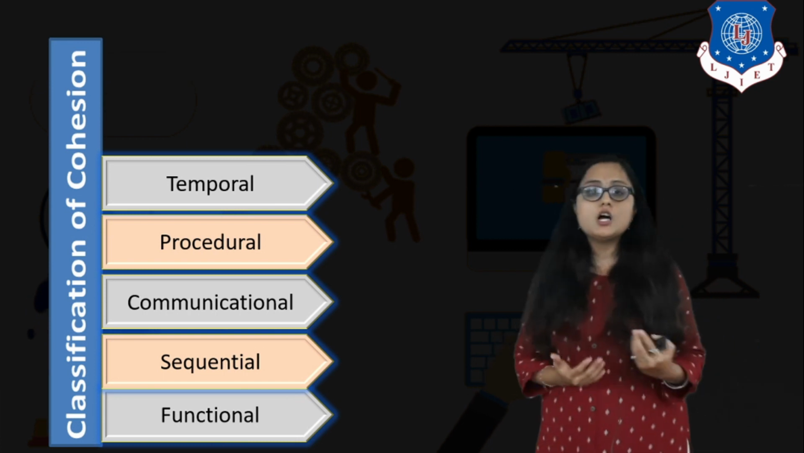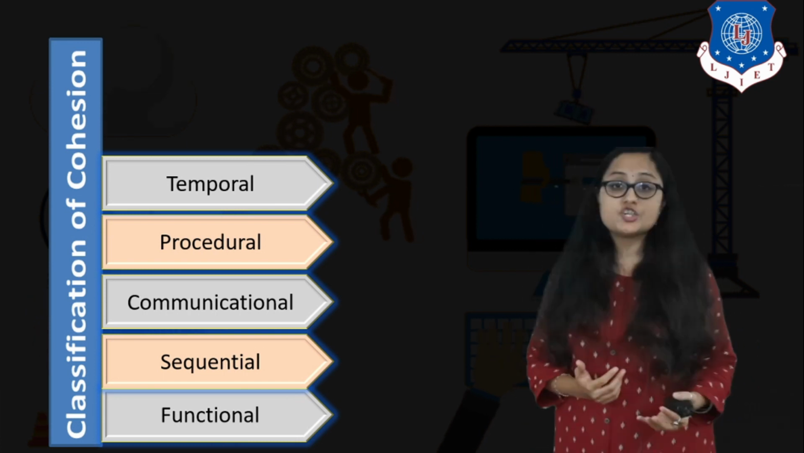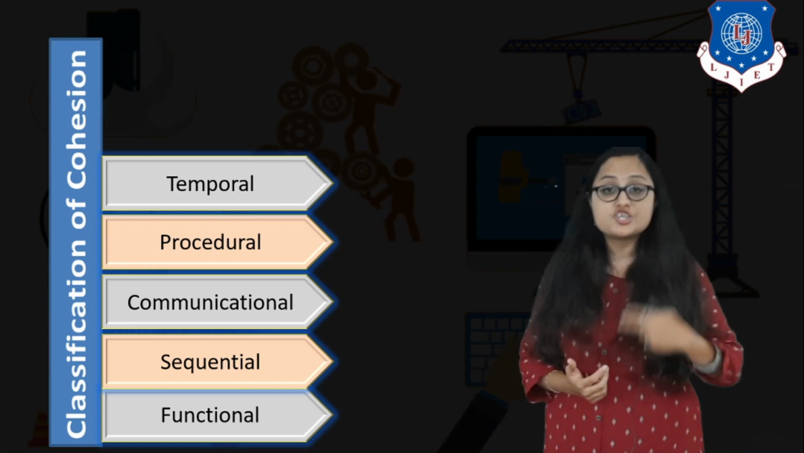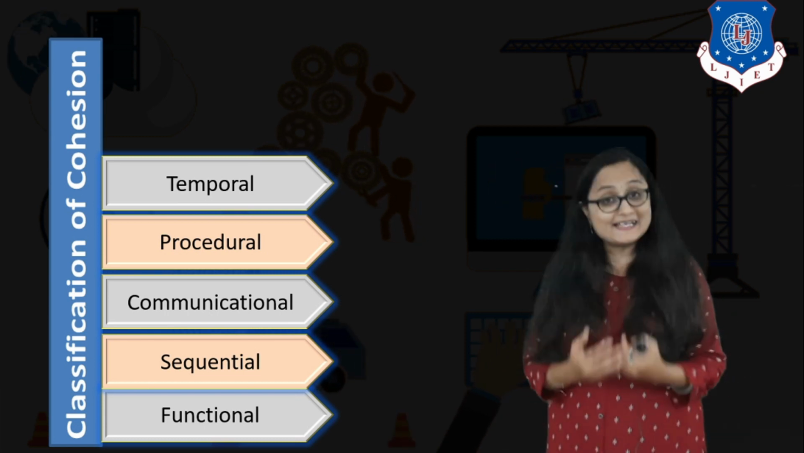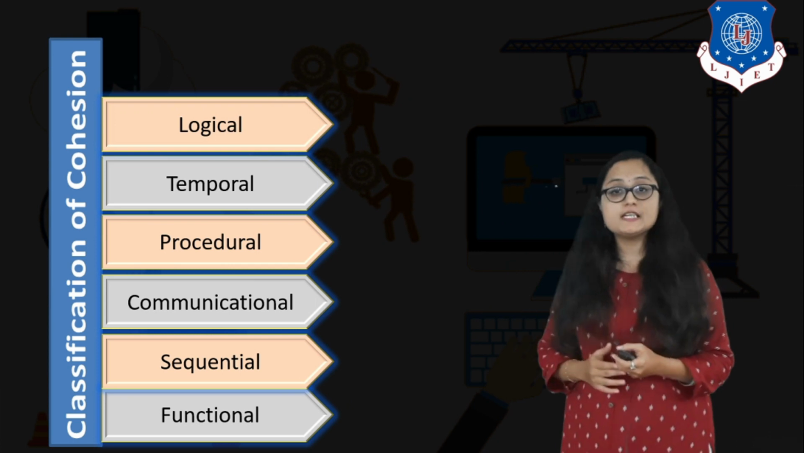So all the activities, or you can say all the functions, which are related to startup, shutdown, initialization, they are the examples of temporal cohesion. The next type of cohesion is logical cohesion.